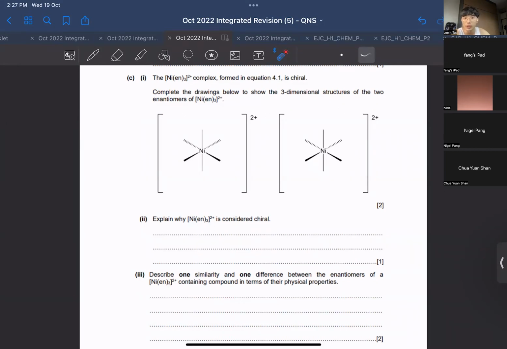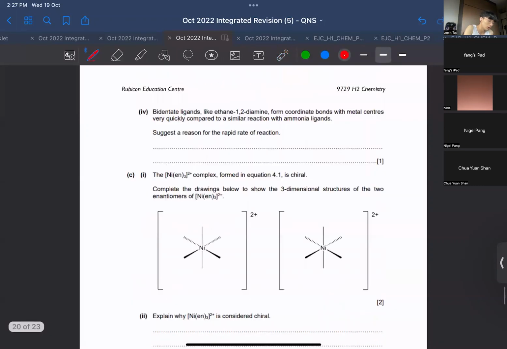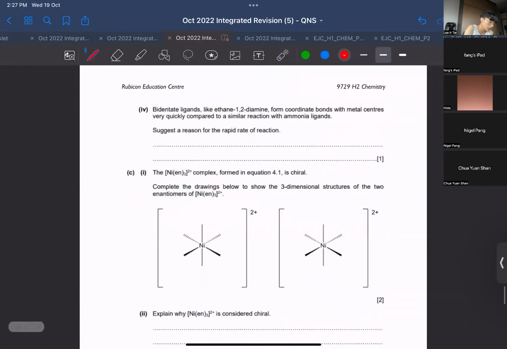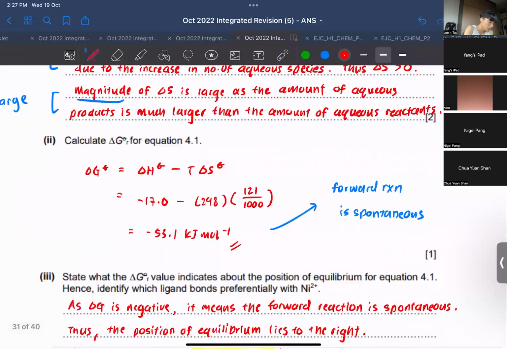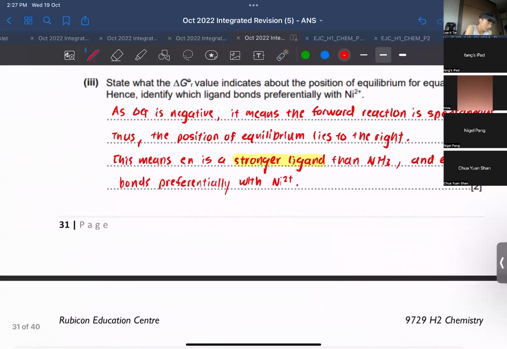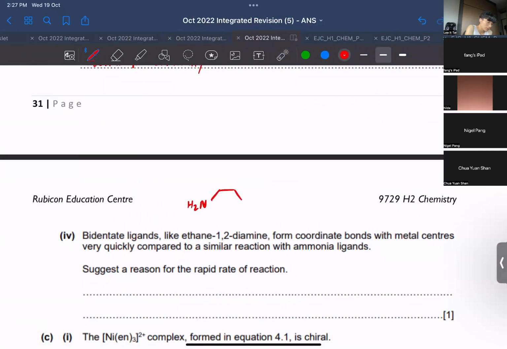I have another question. Is it possible to say about availability of lone pair? That was initially my first answer. Some of you are saying this, and I want to discuss it. Most of you might have come up with availability of lone pair because this bidentate ligand has an electron donating alkyl group, and the electron donating alkyl group will make the lone pair more available.